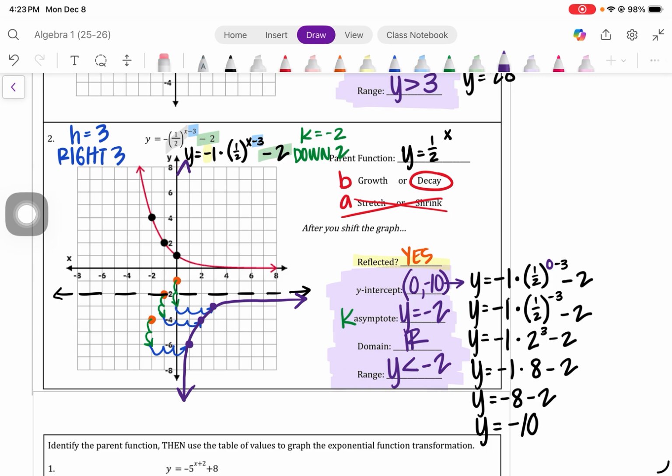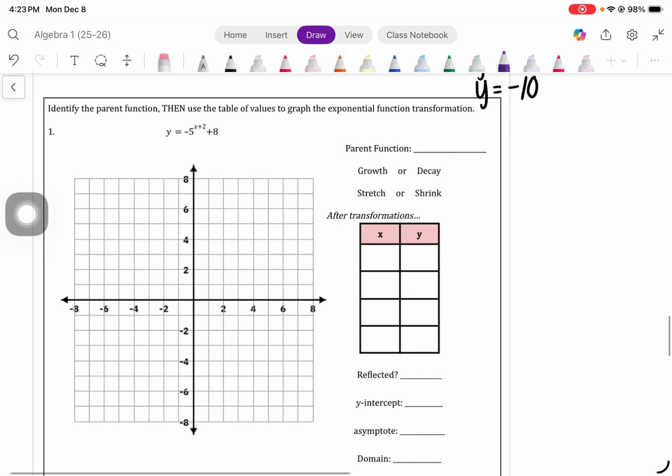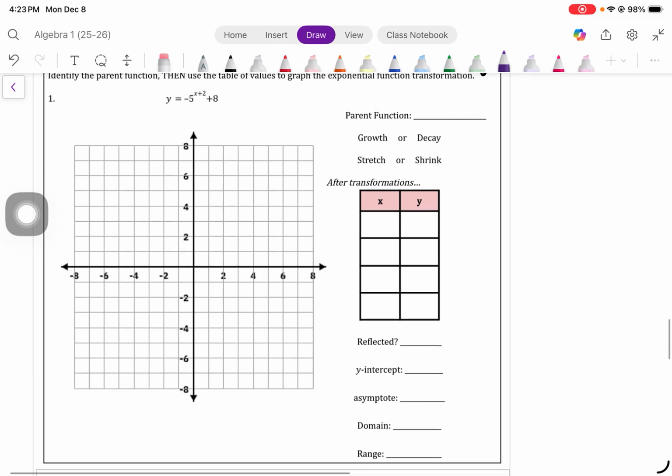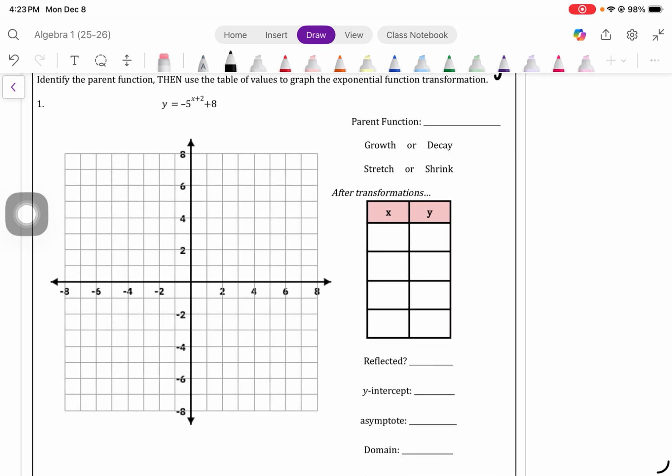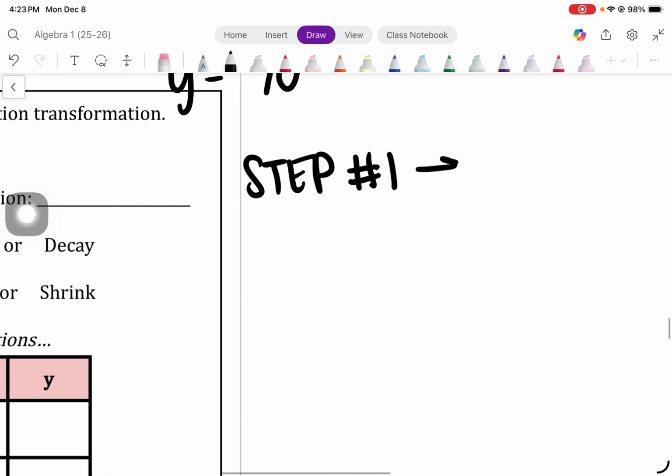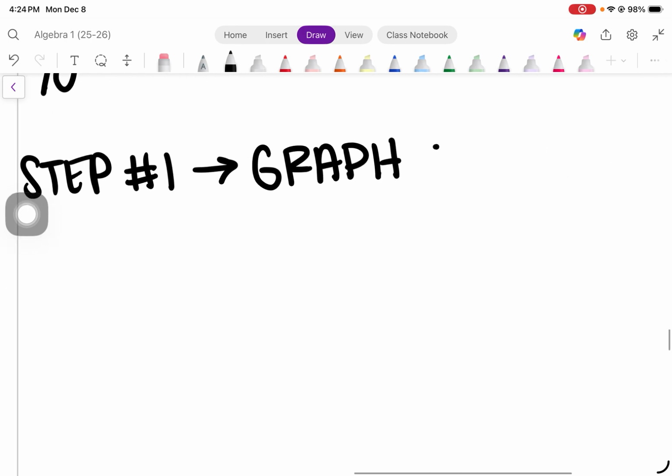All right, now I'm going to take that parent function away from you, and you're going to have to graph that first. When we are doing our graphing, step number one, and I want you to make sure you write this down, just like up above, instead of me giving it to you, you have to do it first now. We're going to graph the parent function.